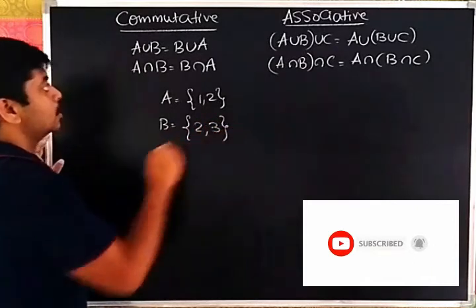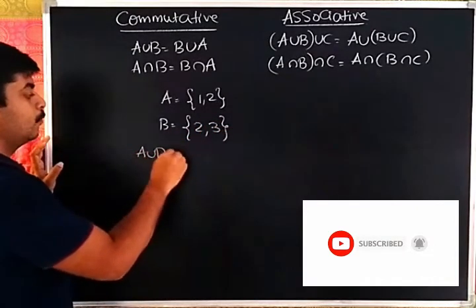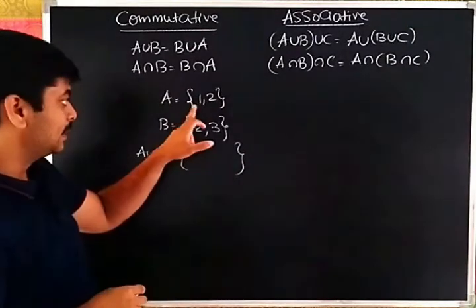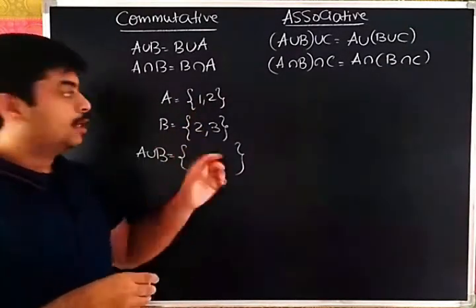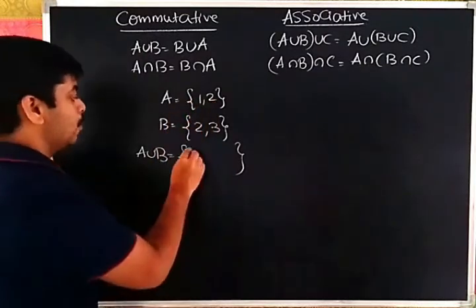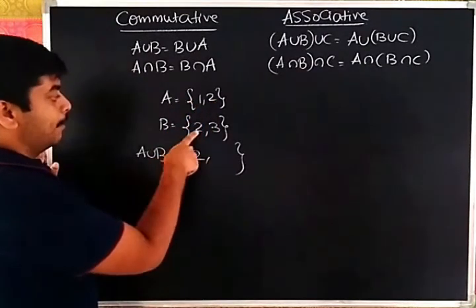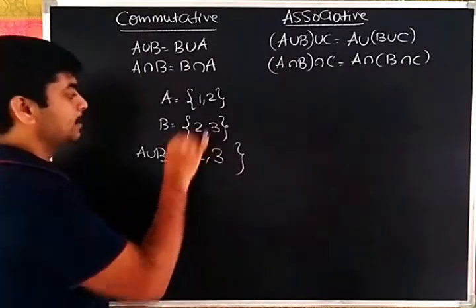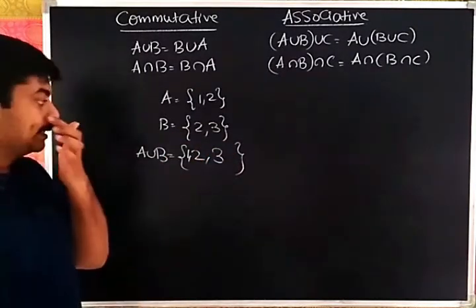So what is A union B? What is the meaning of A union B? You need to take all the elements present in A as well as in B. So what are all the elements present in A? 1, 2. In B, 2, 3. 2 is already mentioned here, so no need to write it again. So it is 1, 2, 3. It is A union B.